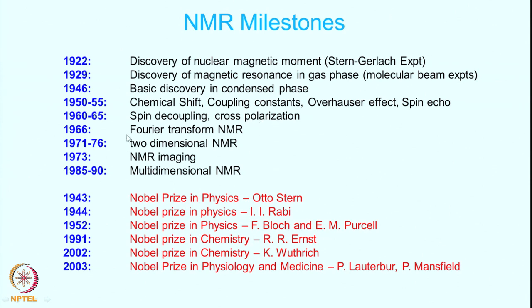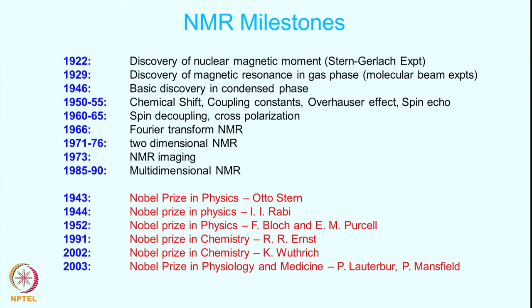Spin decoupling in the 1960s, cross polarization, which led to applications in solid state. Then the major breakthrough came in 1966, which is the Fourier transform NMR. This laid the foundation for the development of two dimensional NMR, NMR imaging, and multidimensional NMR in the subsequent years.